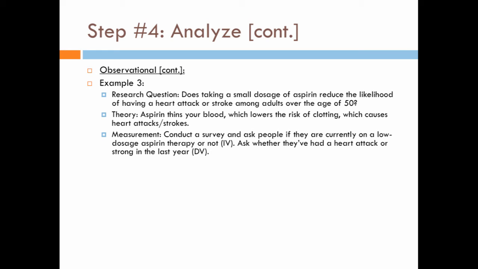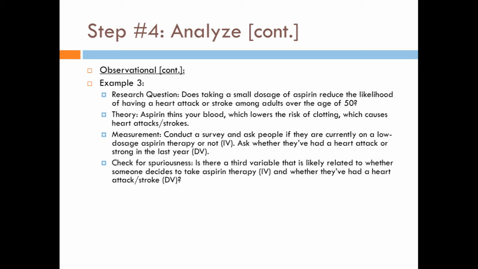This time we'll ask people if they are currently on a low dosage aspirin therapy or not. That's our independent variable. And we'll ask whether they've had a heart attack or stroke in the last year. That's our dependent variable. This seems reasonable, but let's check for spuriousness.